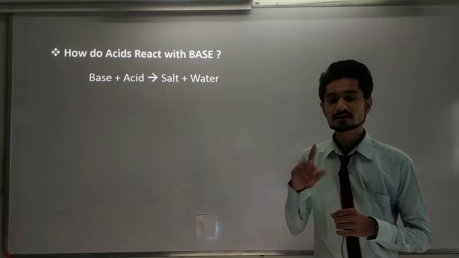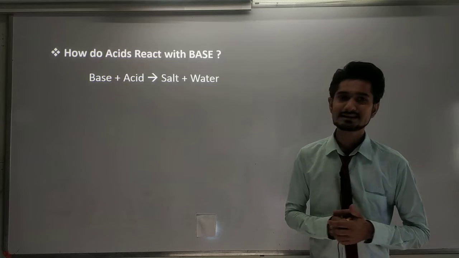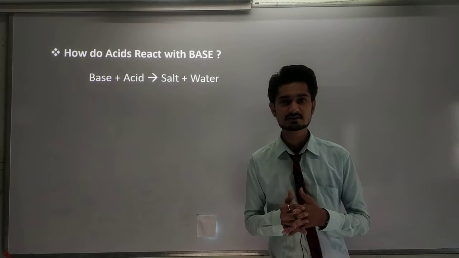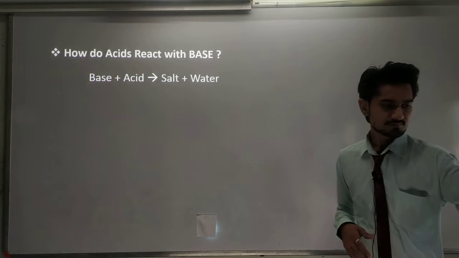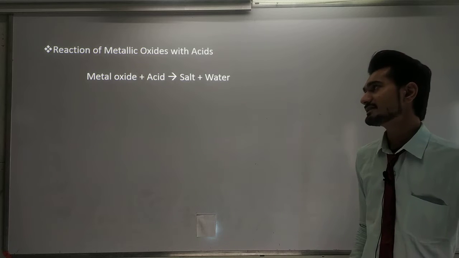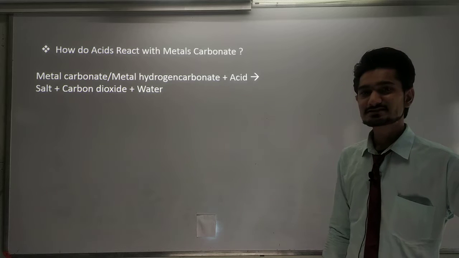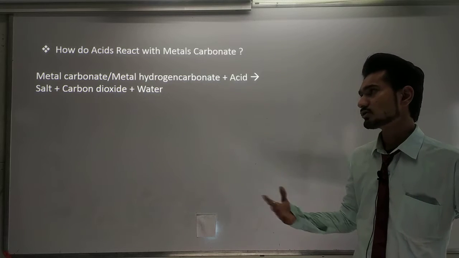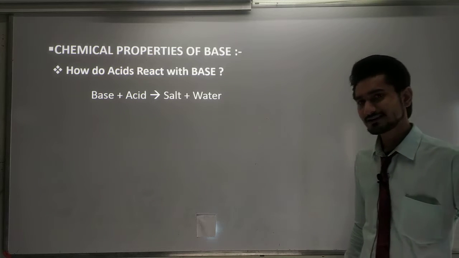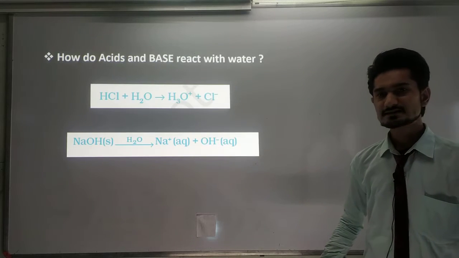In the neutralization reaction, which type of reaction takes place? You can say that in the neutralization process, a double displacement reaction takes place. Afterwards we have seen the reaction of metal oxide with acid; it makes salt and water also. We have seen the metal carbonate and acid reaction; it creates three products: salt, carbon dioxide and water. Afterwards we have seen the base's reaction property, in which base reacts with acid and also creates the same, salt and water.